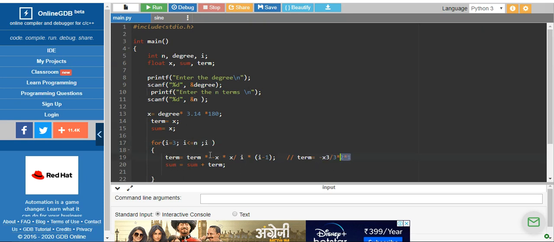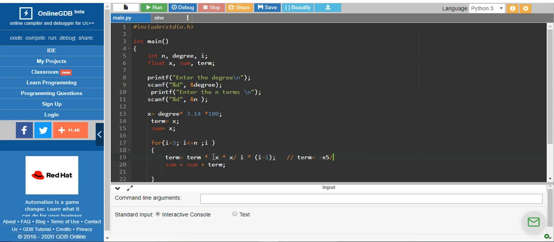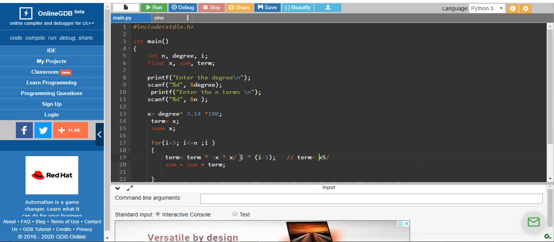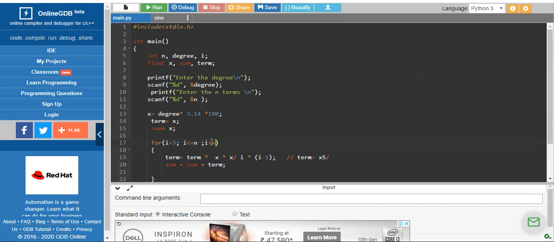So minus x cube into minus x square would become x to the power of 5. Did you observe here? Term is already minus x cube. Minus x cube into minus x square would become plus x to the power of 5. And now if I consider i value is equal to i plus plus, what is the value of i? It was 3 and it will become 4. So it will become 4 into 3. But we need 5 factorial.